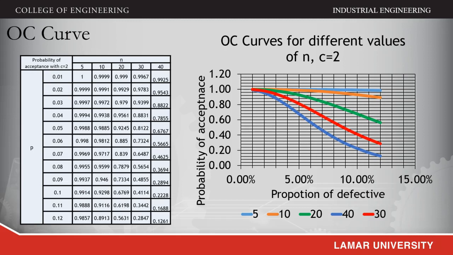Here you have some results on the computations of the operating characteristic curve. In this particular slide, the acceptance number c is fixed at 2, and we change different sample sizes. We have sample sizes of 5, 10, 20, 30, and 40. We also changed the proportion of defective, which varies from 1% to 12%. If the sample size is only 5, with acceptance number c equals 2, then there is very little change. We will accept most of the lots because there is a very small possibility that we will find 2 non-conformities in a sample as small as 5.